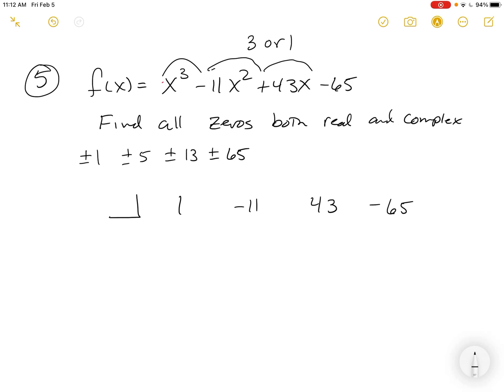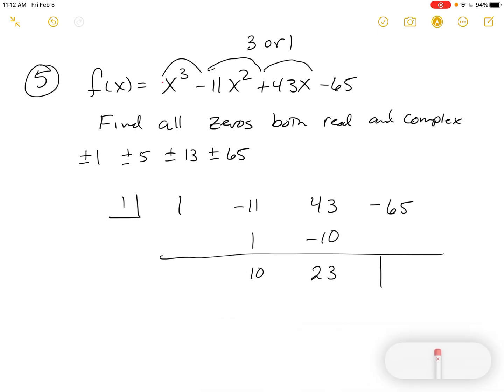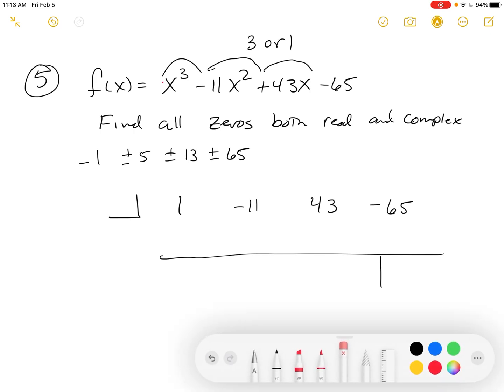Okay, and so we could start with something like 1 and see if 1 works, but we know there's a positive one. So I would start low. So if I bring down the 1, 1 times 1 is 1, negative 11 and 1 is a negative 10. Then I would get a negative 10 and a positive 23, but that's not going to hook up to be the 65. So it's not the 1. So again, we're doing this in pencil, and we're taking out the 1, so now we know it's definitely not positive 1. Let's try positive 5, right?